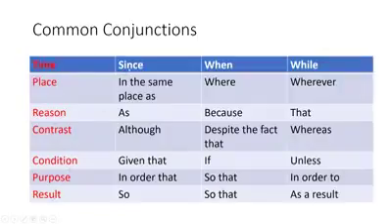To show time we can use since, when, while. Place: in the same place as, where, wherever. Reason: as, because, that. Contrast: although, despite the fact that, whereas. Condition: given that, if, unless. Purpose: in order that, so that, in order to. And result: so that, as a result.